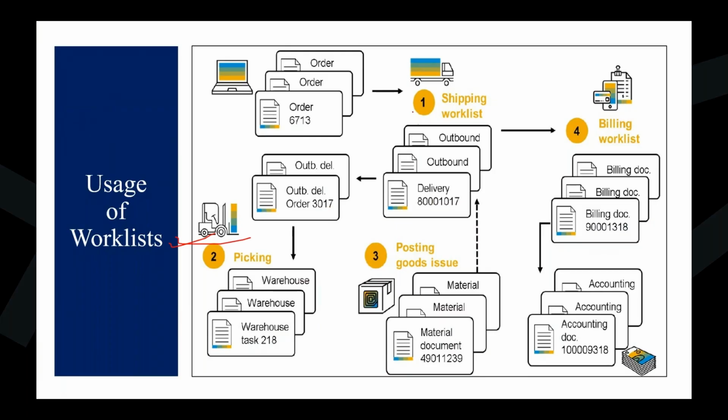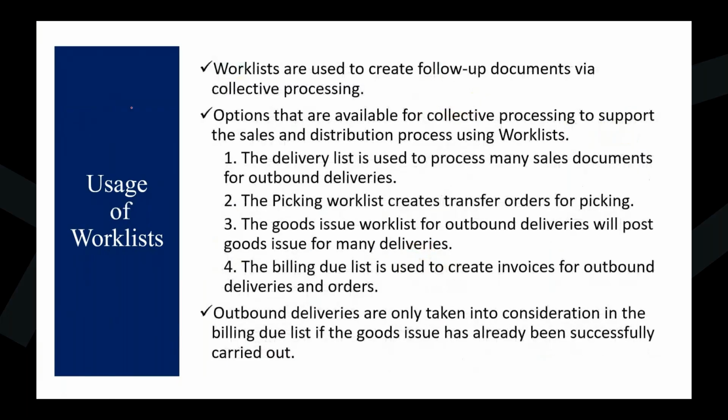Okay, so these are the activities you can do: creation of outbound delivery, picking, post goods issue, and creation of billing document. These four activities you can do via collective processing. Okay, so as I just explained, work lists are used to create follow-up documents via collective processing. Okay, options that are available for collective processing to support the sales and distribution process using work list.